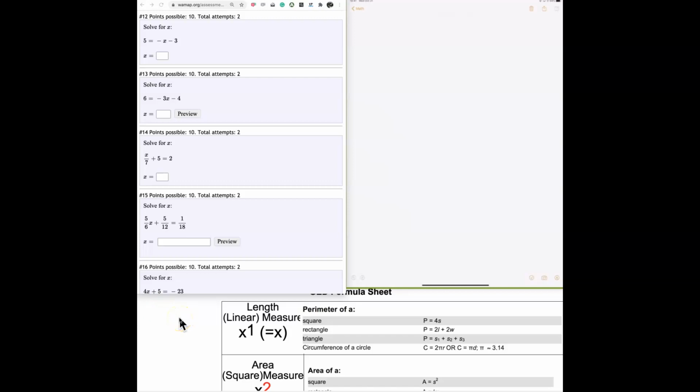Okay, we have a few easier ones, numbers 12, 13, and 14. Let's see if we can fit all three onto this recording. First one, 5 is equal to negative x minus 3.